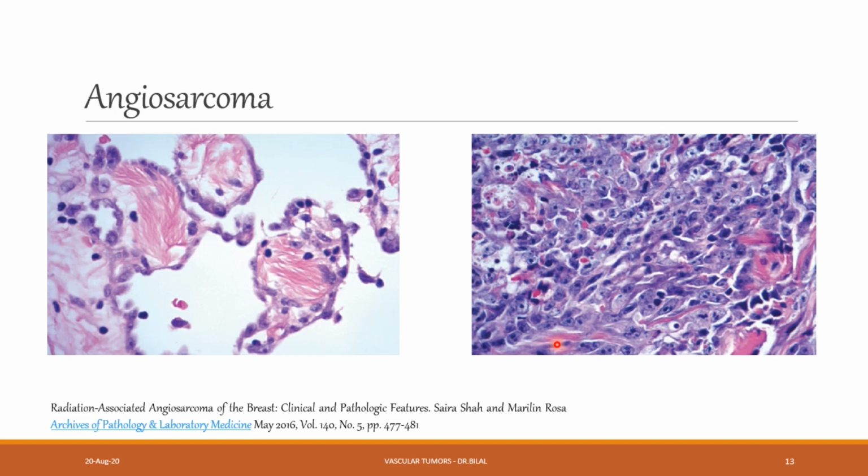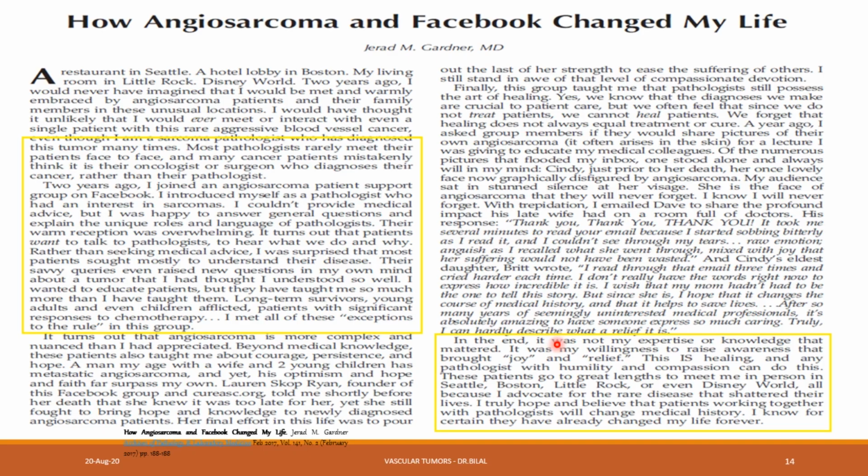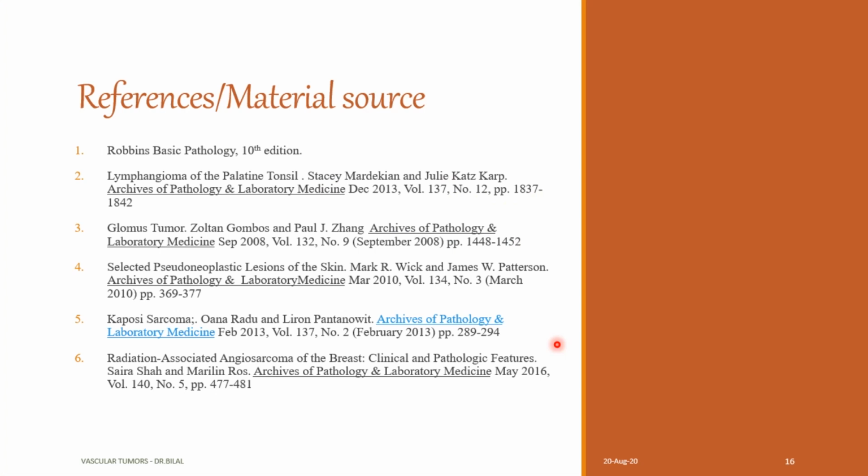Okay, so this is it for now. These are the selected tumors and tumor-like lesions of the vascular system. These are the references for today's discussion.